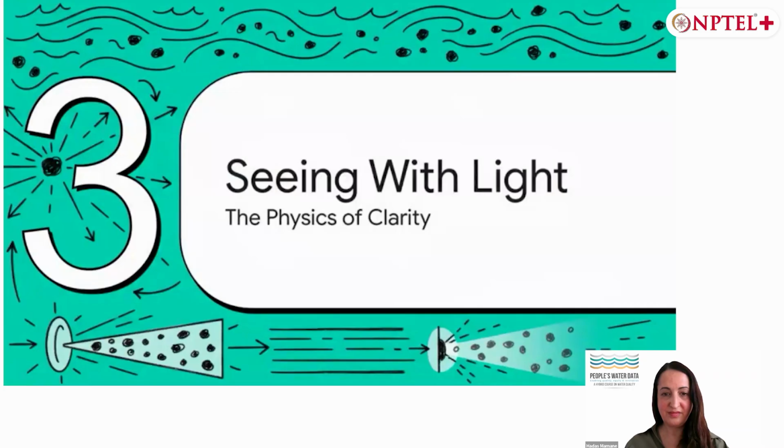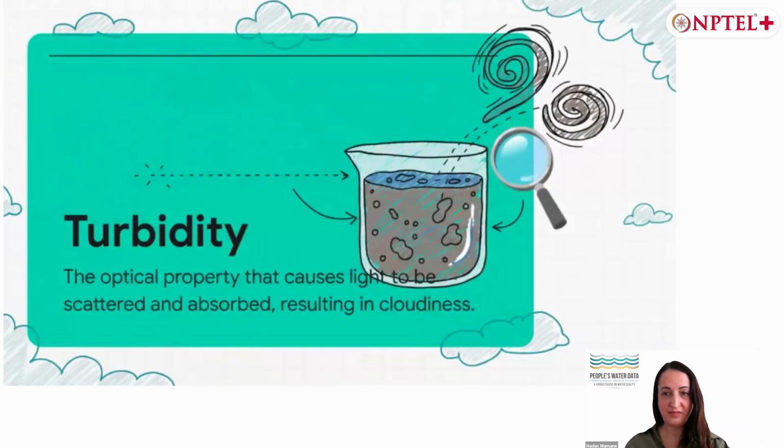Okay, so if these particles are a problem, how in the world do we measure them? It's not like you can just count them. The solution is actually really elegant, and it's all about how light behaves in water. The key idea here has a bit of a sciencey name. It's called turbidity. But don't let the word scare you. All it means is that we're not trying to count the particles themselves. Instead, we're measuring their effect, the cloudiness they create. It's a really smart workaround.